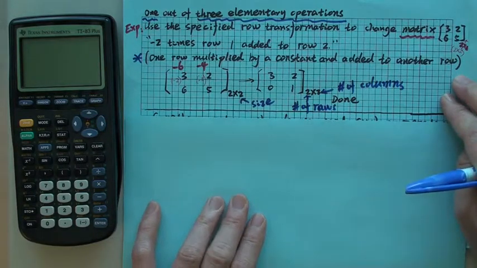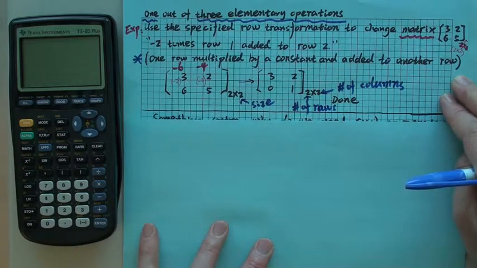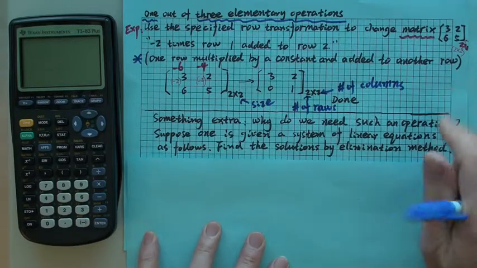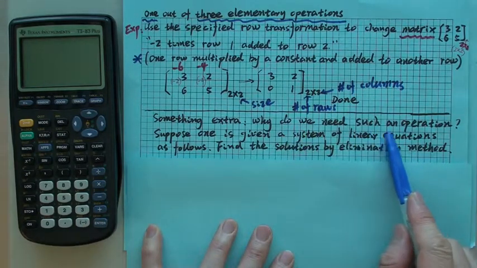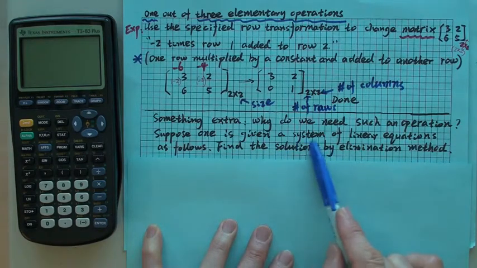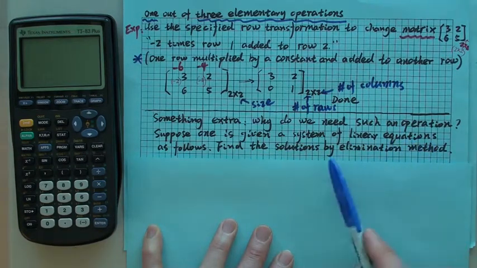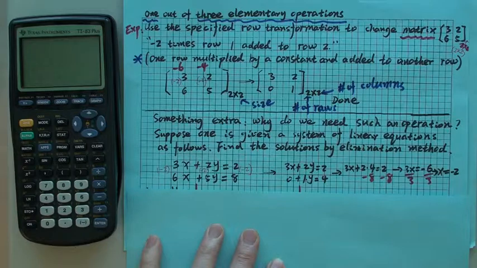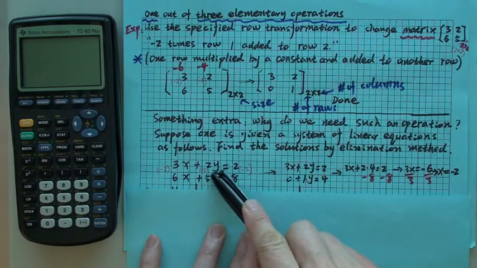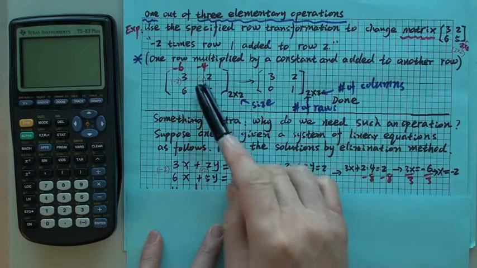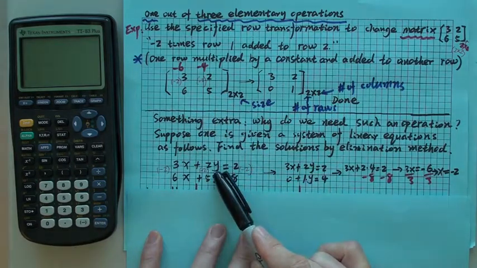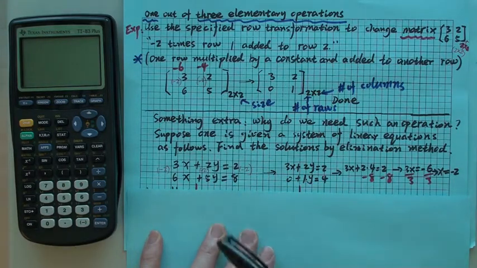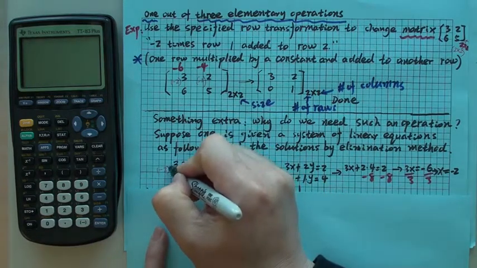Then you may wonder, why do we need to do that? Such an easy operation. Here is something extra. Suppose one is given a system of linear equations as follows. You see down here, 3x plus 2y equals 2. You see here is 3, 2, and 6, 5: 6x plus 5y equals 8. So we know this is a linear system.